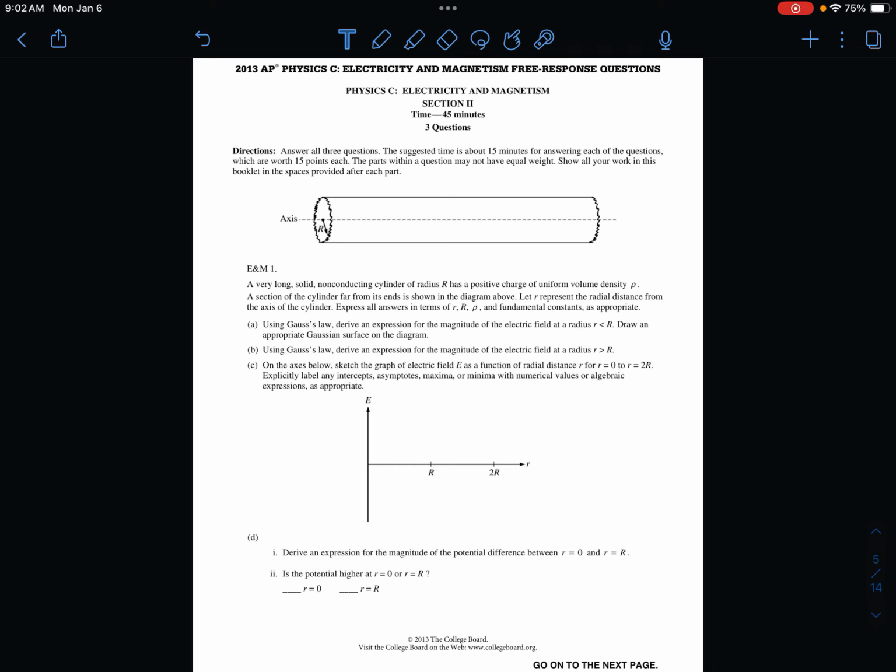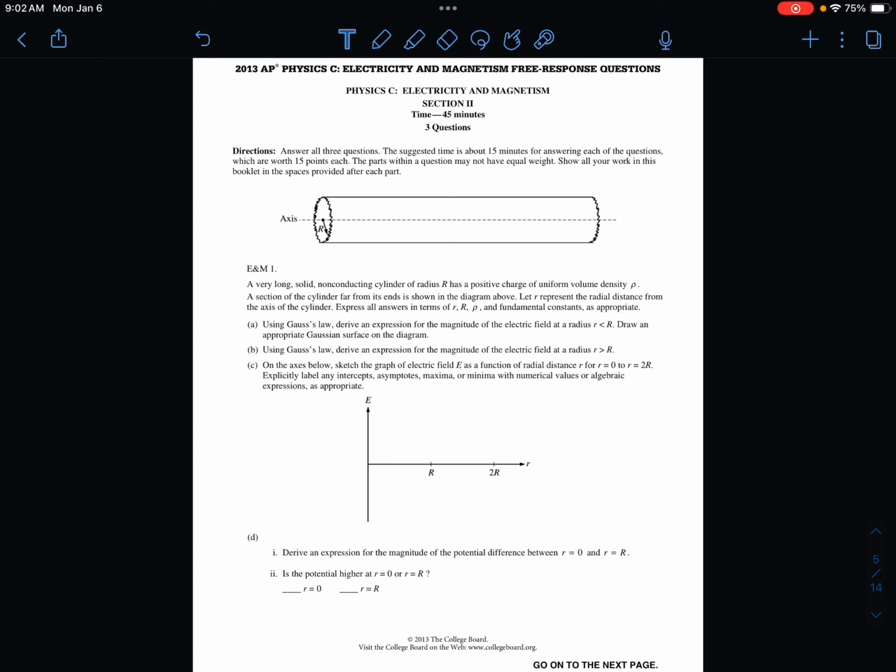All right, so for the first question, we have a very long, solid, non-conducting cylinder of radius R with a positive charge of uniform volume density rho, and this is just a section of the cylinder far from its ends. We're going to let r represent the radial distance from the axis, and we just have to express everything in terms of r, R, rho, and any fundamental constants.